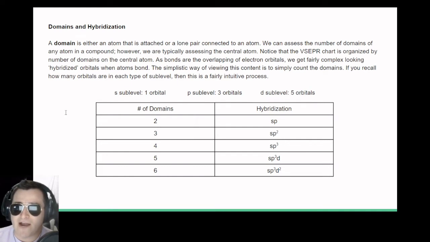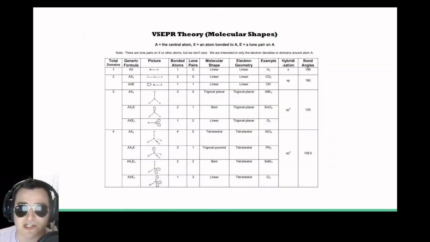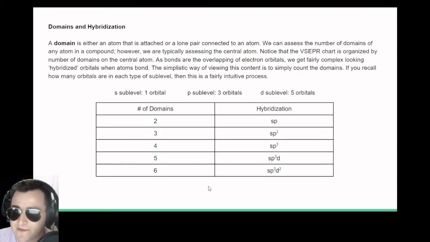And so, if I've got two domains, S can only hold one of them, which means I have to go to the next level, which is going to be P, in order to hold the other one. Which is why, if something has two domains, it has an SP hybridization. If something's got four domains, well, the first one goes in the S, and then three go into the P sublevel. And the highest that our chart goes on here is six domains. Well, let's just count to six. First one goes into S, the next three go into P, and all I've got are two left. D2. D can hold up to five with its orbitals, but we only need two because we only get to six domains.